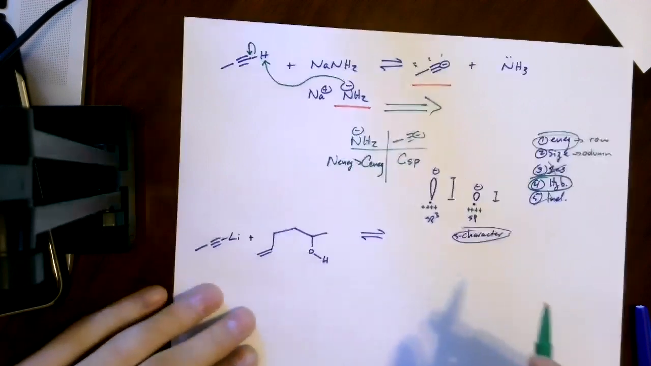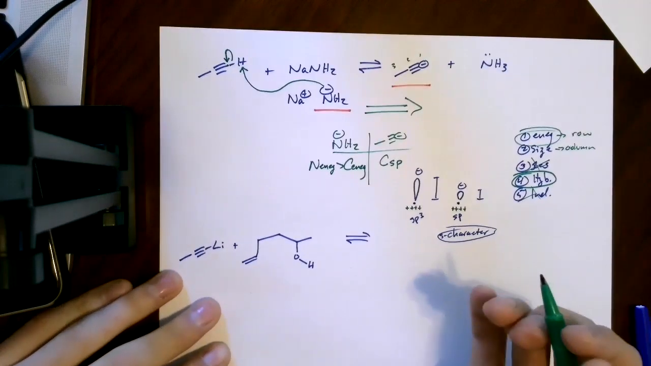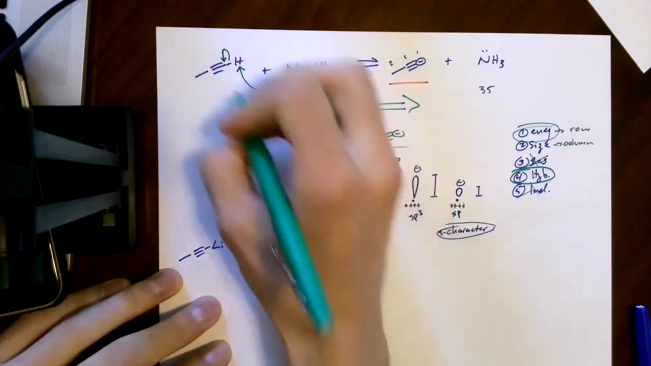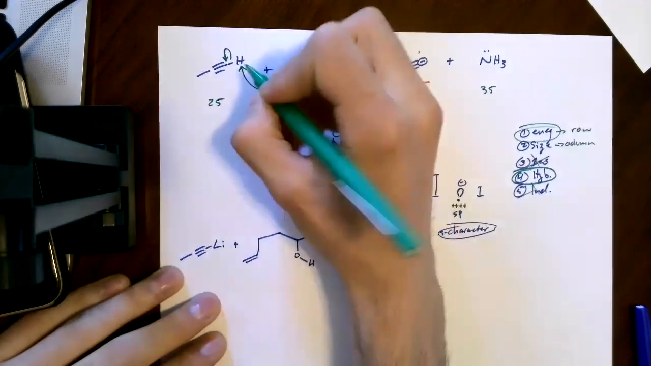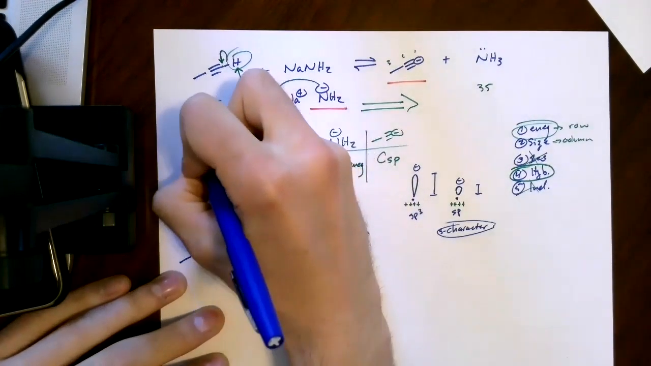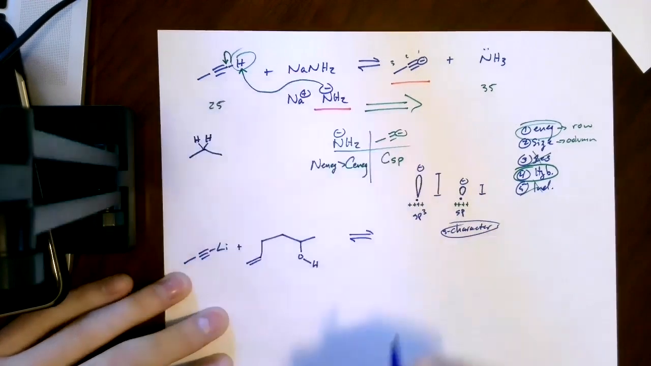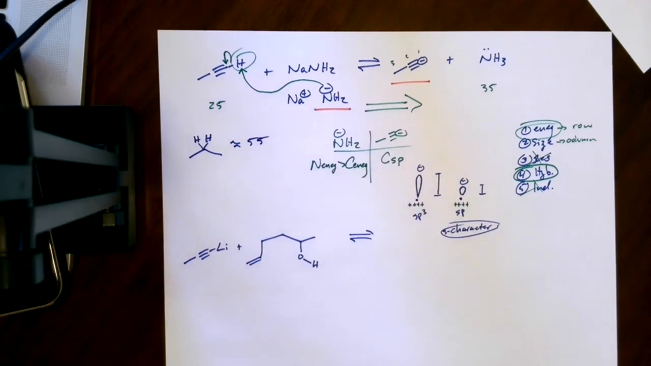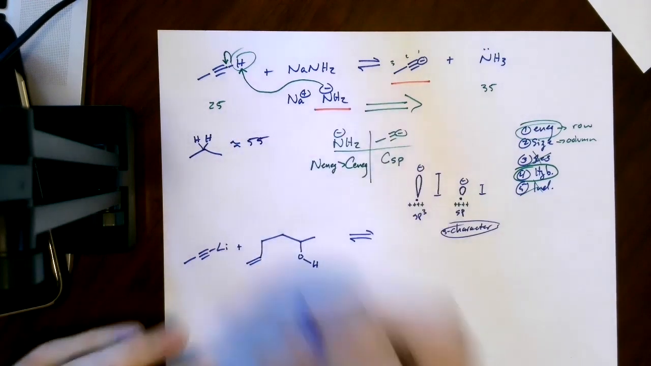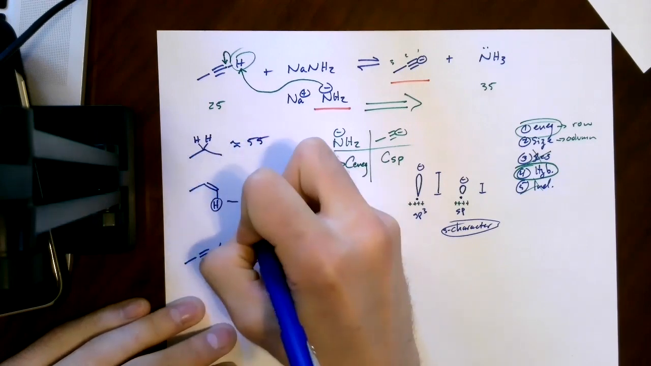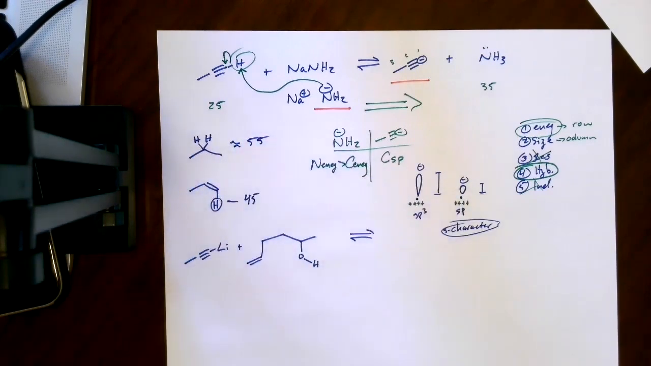And to kind of go off of that, let's talk about pKa values. Well, we know an amine, we should have memorized all these, is 35, and an alkyne is 25, which means that this hydrogen has a pKa of 25. If we draw an alkane, this pKa is 55. If we draw an alkene, this H is 45 pKa.